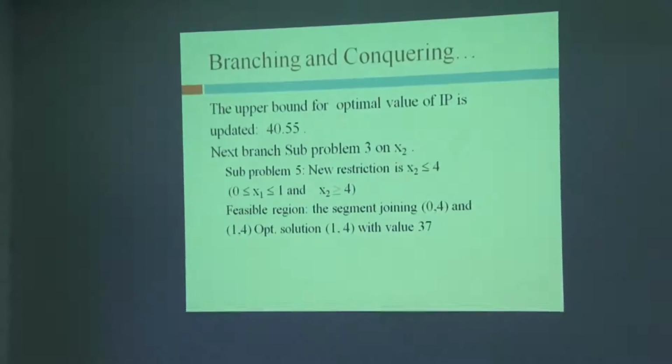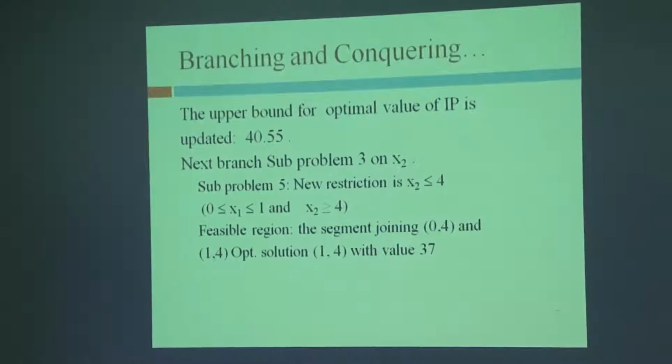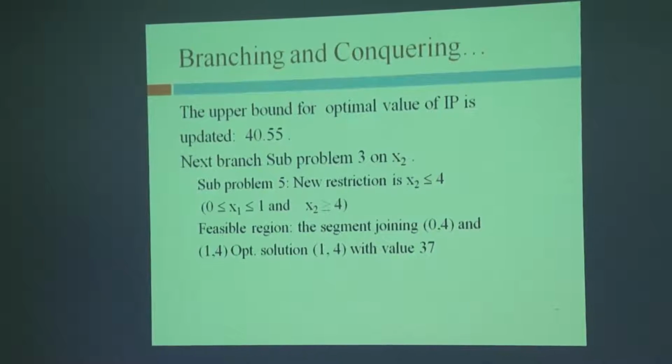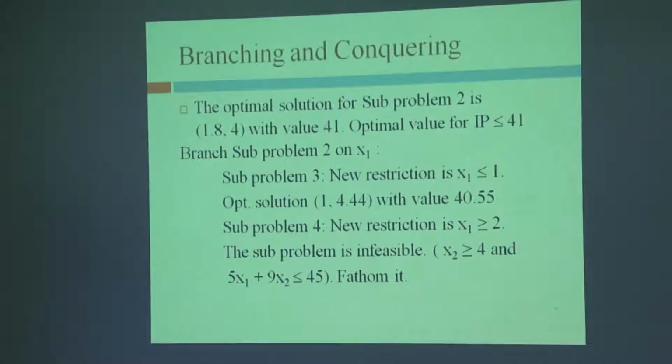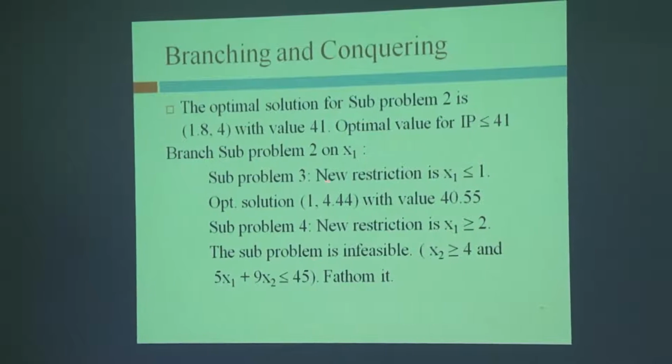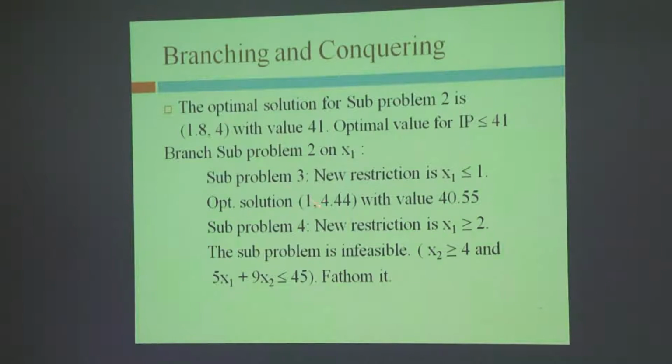Now, because you have got an integral solution for the LP relaxed problem, this branch we have cut. One branch we did not explore because it was integral. So again here I try to subdivide. For problem 3, the solution is 1 and 4.44 with the value as 40.55. This one I am not continuing because it is infeasible. This can be further subdivided based on x2 again.